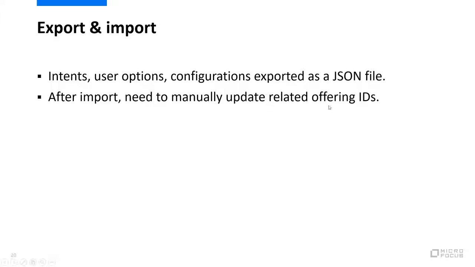One of the current limitations here is that the offering ID is a very important configuration item in the action script. So if you export an intent from tenant 1 to tenant 2, you need to manually update the corresponding offering IDs with the right IDs in the target, or second, tenant. We have enhanced this part in the August release to automatically update the offering IDs.